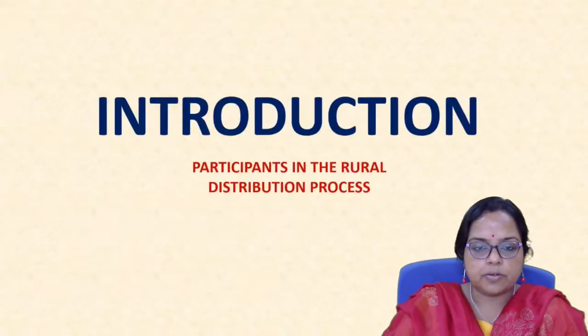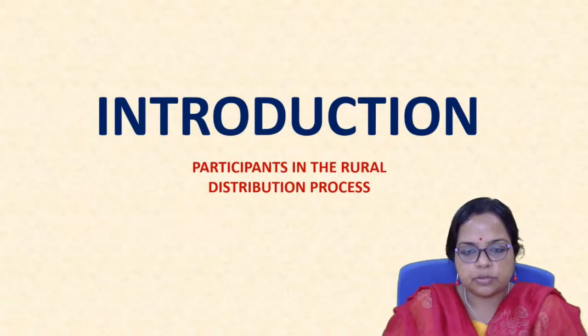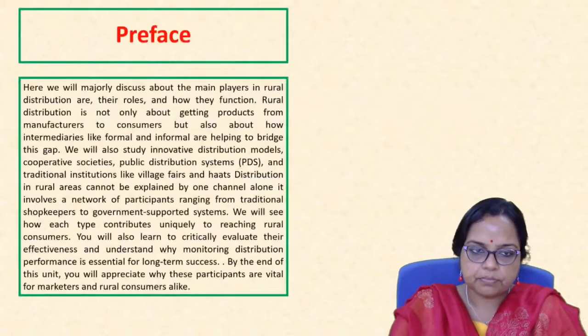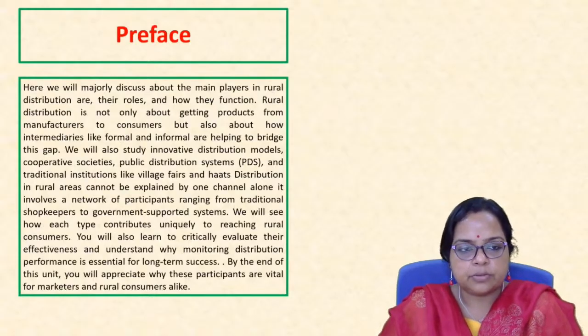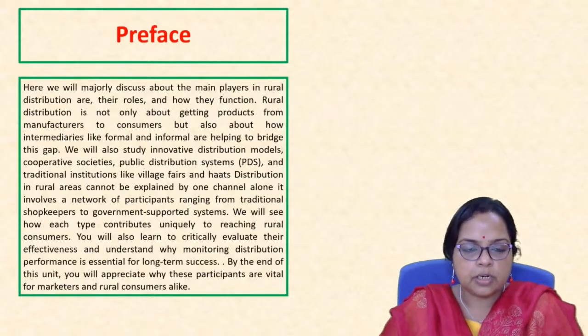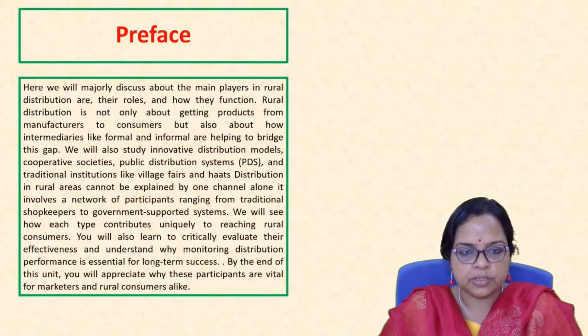13. This unit is about participants in the rural distribution process. We will mainly discuss the main players in rural distribution, their roles and how they function. Rural distribution is not only about getting products from the manufacturer to consumers, but also about how intermediaries, formal and informal, are helping to bridge this gap.